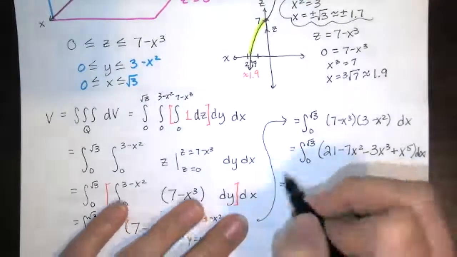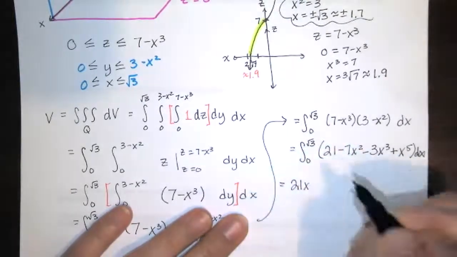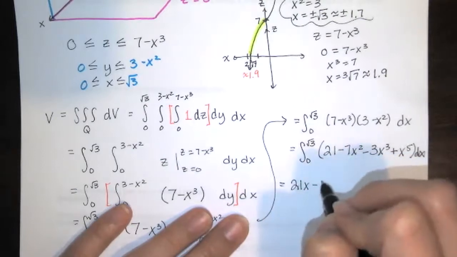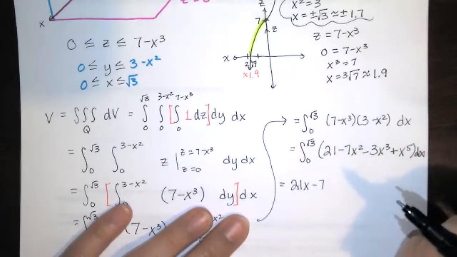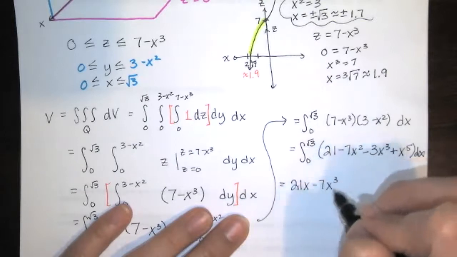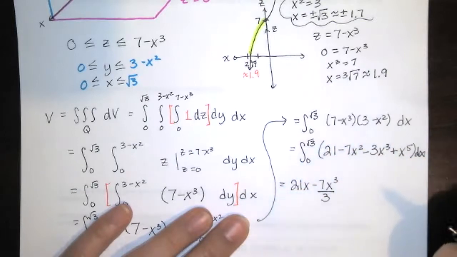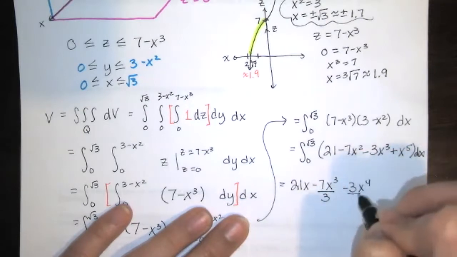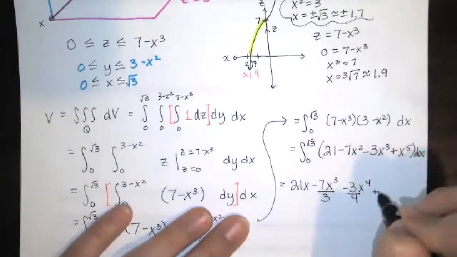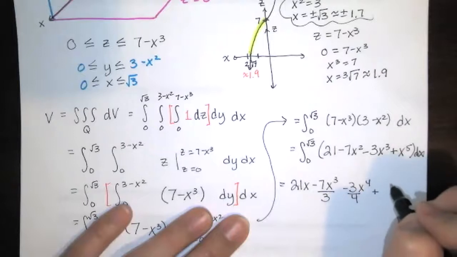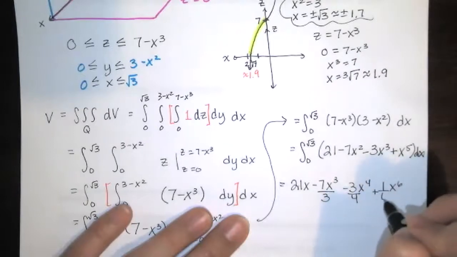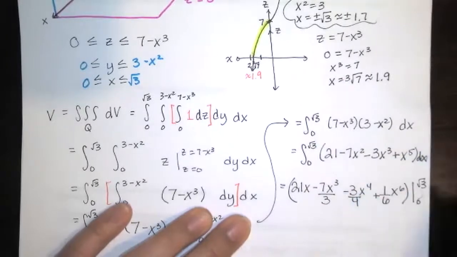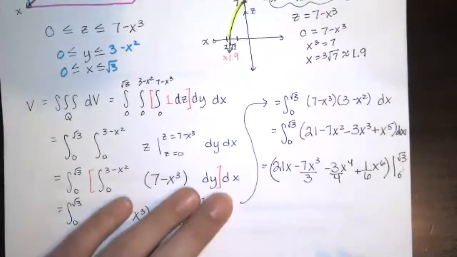Antiderivative of a constant with respect to x is that constant times x. Then here we're going to use the power rule for all three of these. So we bring the constant down, and then we add 1 to the exponent and divide by the new exponent. Then we bring the constant down, add 1 to the exponent and divide by the new exponent. There's no constant this time. Just add 1 to the exponent and divide by the new exponent and evaluate from x equals 0 to x equals square root of 3 and subtract.